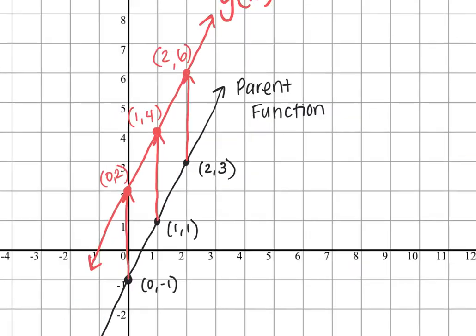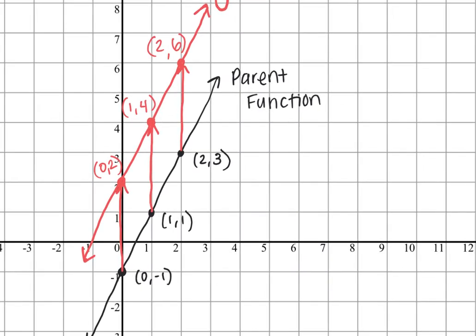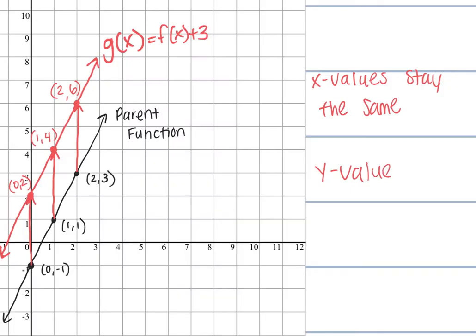Okay, now your job within your group: 3 is added to all the blanks. The y values increase by 3. That's supposed to say increase. My handwriting is awful. Okay?